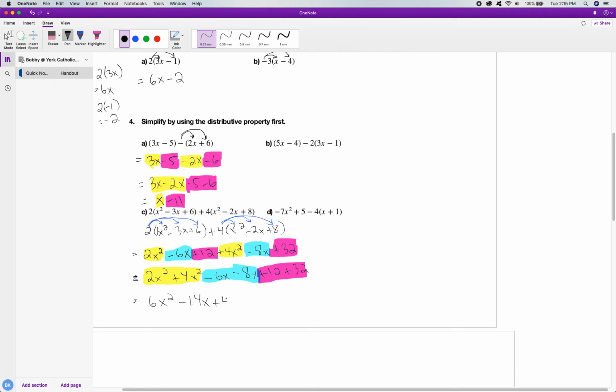None of these things are like terms, so I have to keep them the same. I can't add them up. I can't subtract them. They are what they are. So that's the final answer.